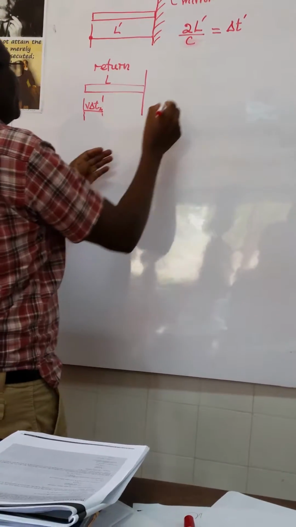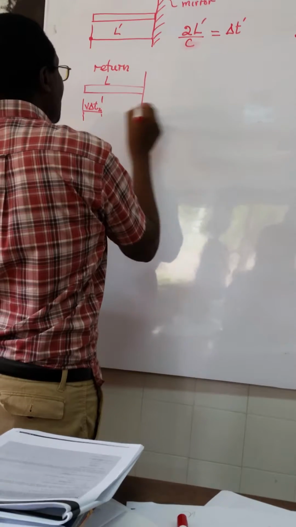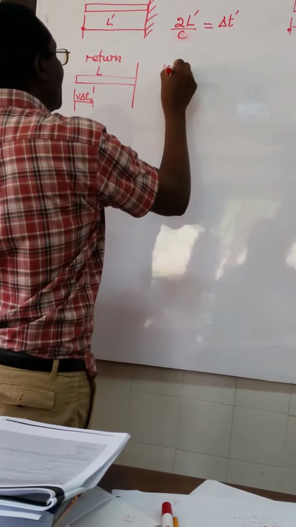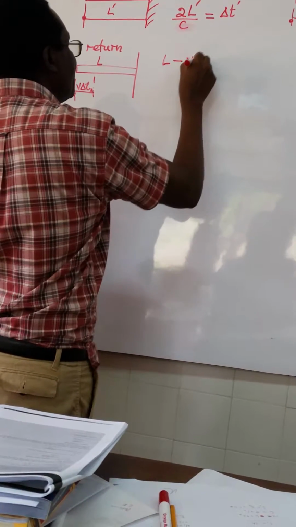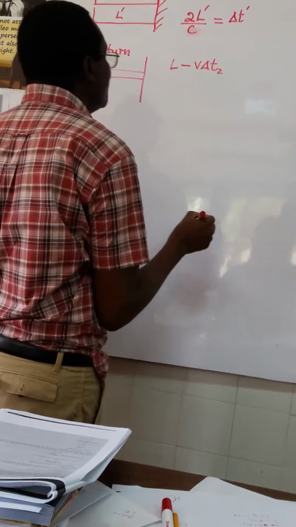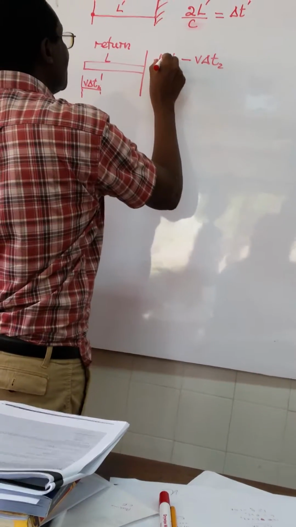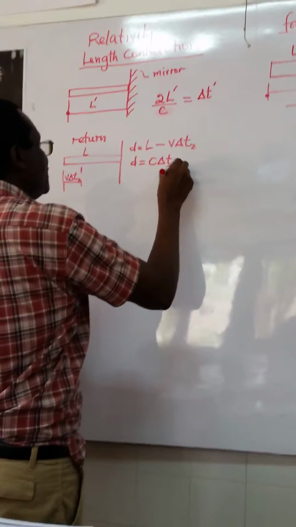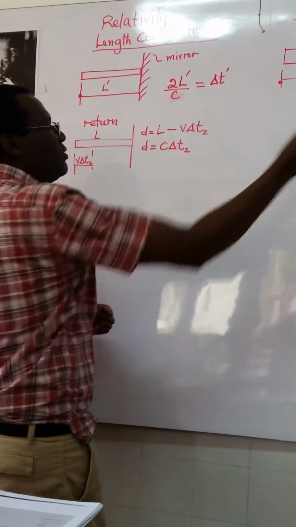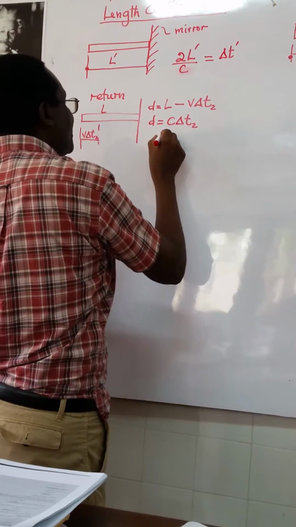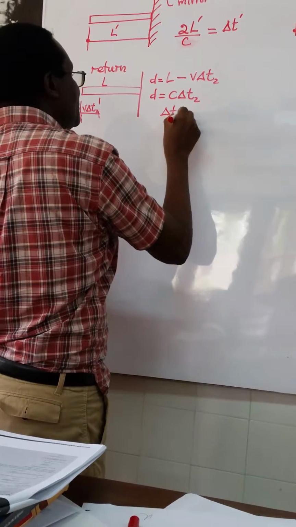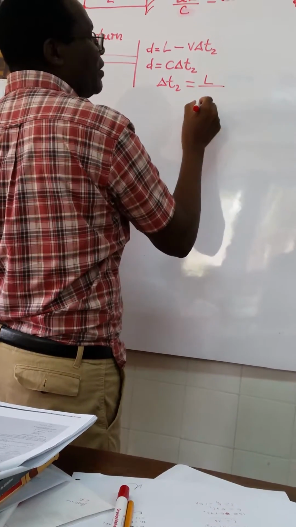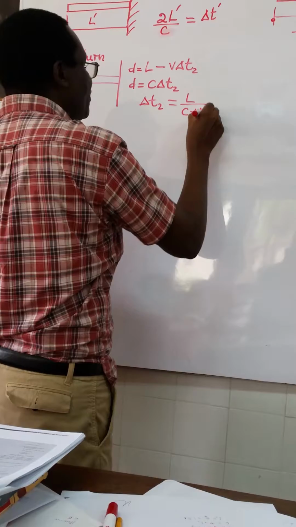Since this was L, then on return, that signal will find the ruler has advanced, and it will now be L subtract v times change in time t2. And that distance is the same as c times change in time t2. Again, we go through the same ritual like the other side, and we can actually say change in time t2 is now equal to L over c plus v.